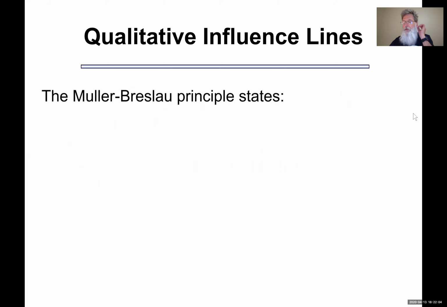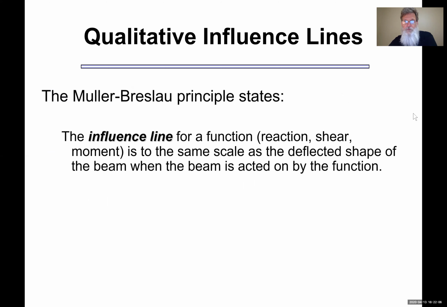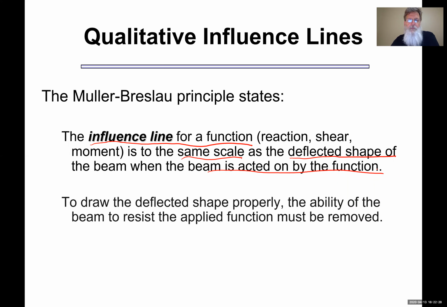So what is his principle? It sounds kind of simple when you first say it. Application is a little tricky, but he says the influence line for whatever you're looking for, whether reaction, shear, or moment, is to the same scale as the deflected shape of the beam acted on by the function. Easy words to read. What does that mean? Well, if you want the shear influence line, you take the beam's shear capacity away, apply shear force, and see what shape the beam would move to.